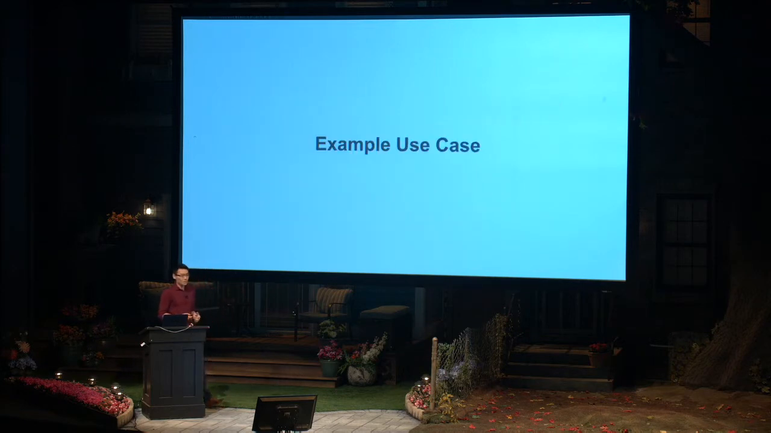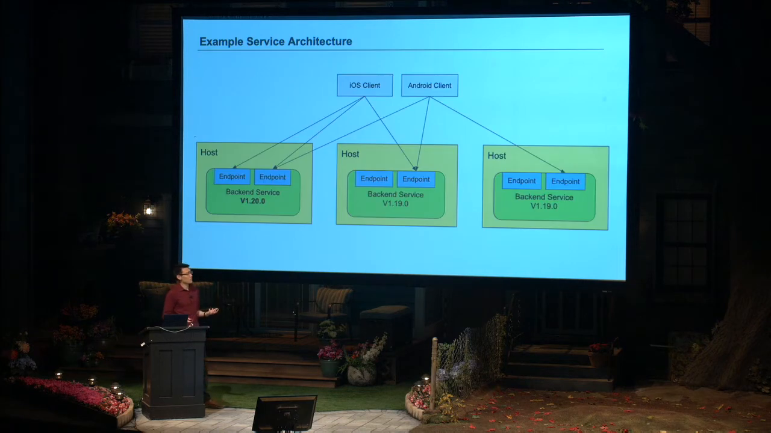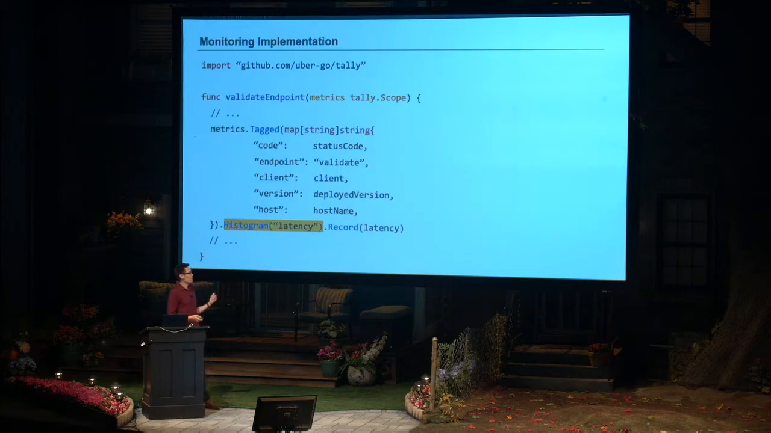Stepping through an example use case of M3, let's pretend we're a backend developer. We own a backend service. This service exposes a couple of endpoints, and we serve requests from both mobile clients, iOS and Android. If I wanted to instrument my service and figure out what the latency was, I could do so with a single line of code.